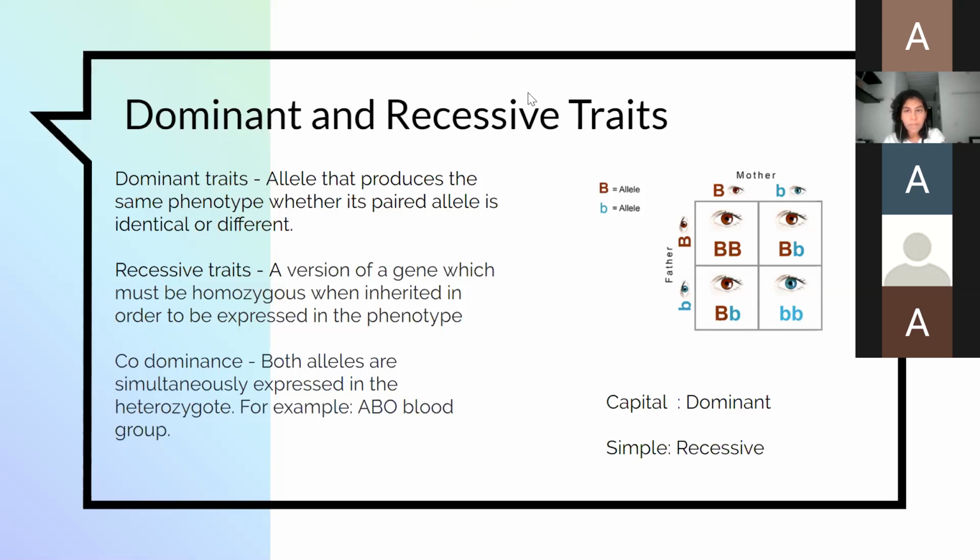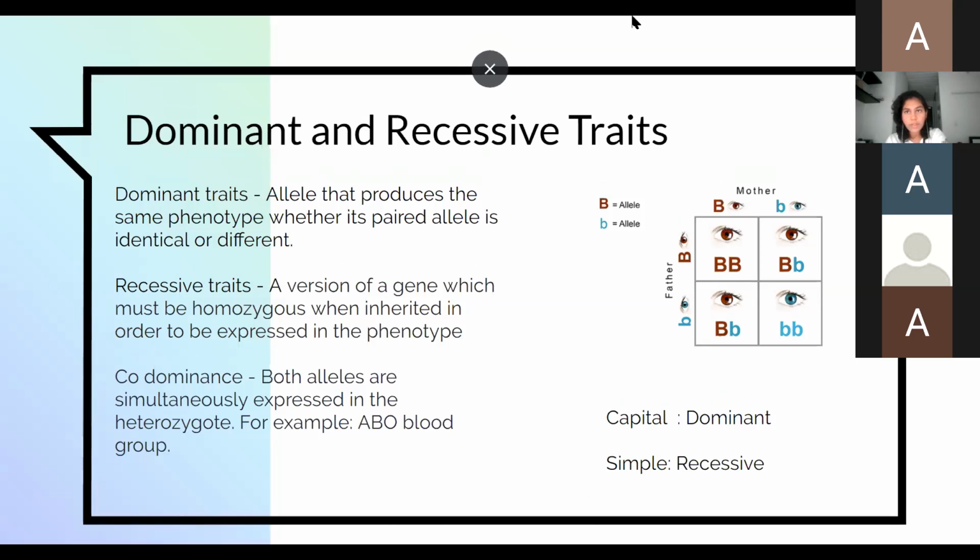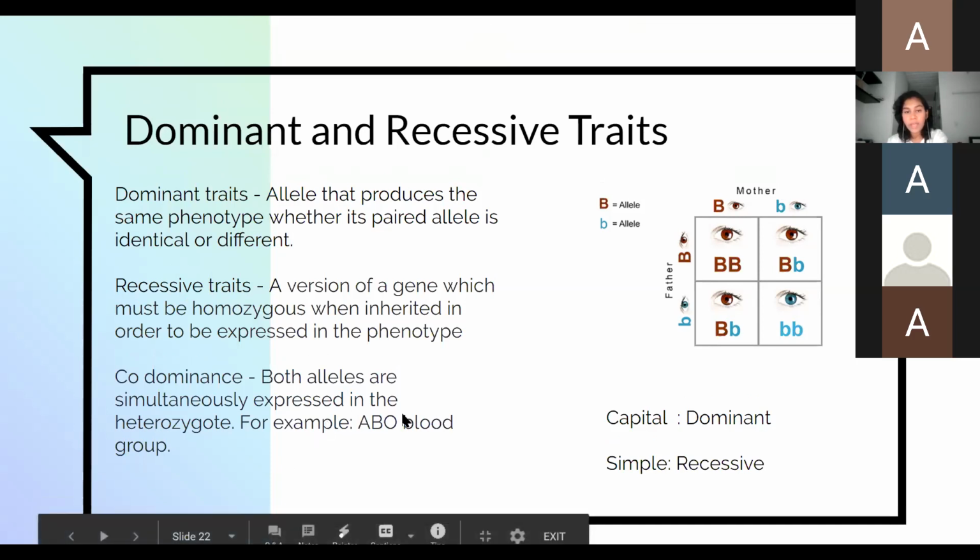And then there's codominance. Codominance is essentially when two alleles can be simultaneously expressed in a heterozygote. One of the best examples is ABO blood grouping, where A and B are essentially codominant, and that's why we have the blood type AB. Cool.